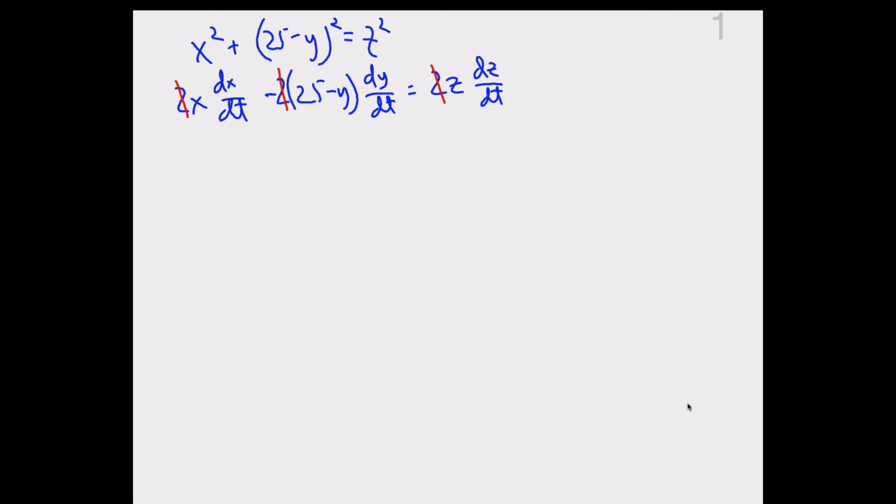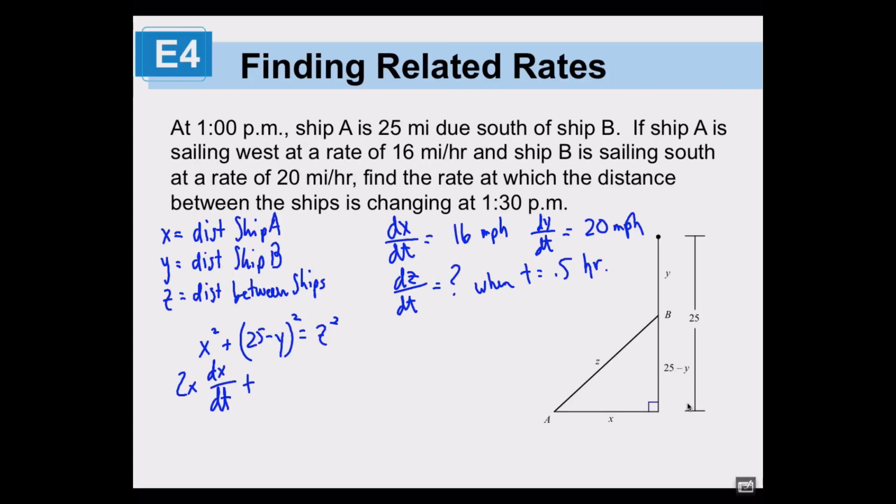Snapshot. Okay, so at what period in time are we now concerned about the ships being apart? When t equals 0.5. So, do we know what x is when that happens? Let's go back to this problem. What I'm missing is x, y, and z at the snapshot. So if ship A is traveling at 16 miles per hour for a half hour, what's x? 8. Are we all good with that?